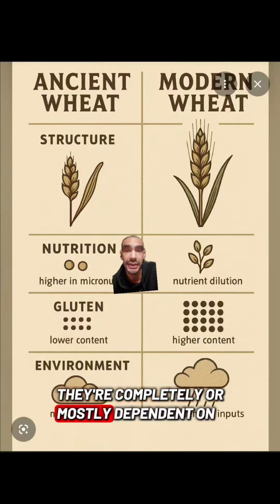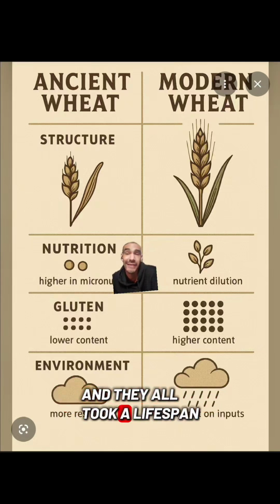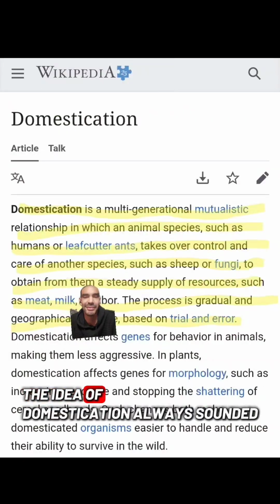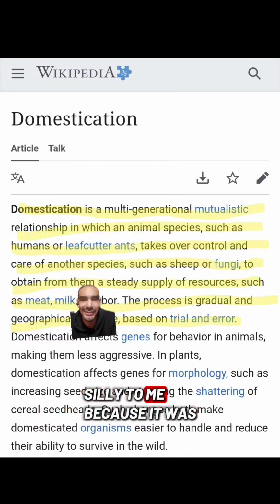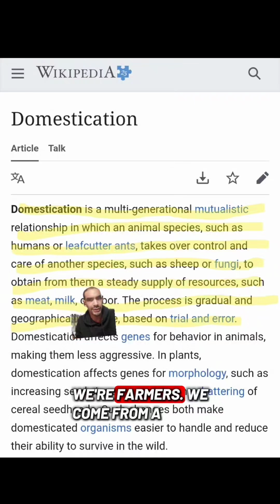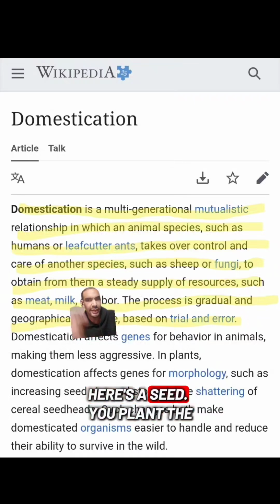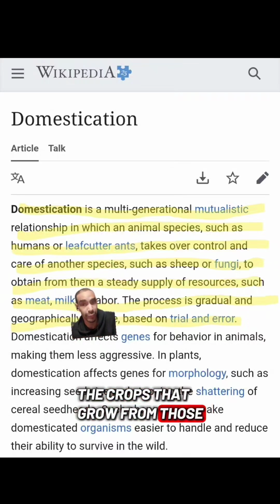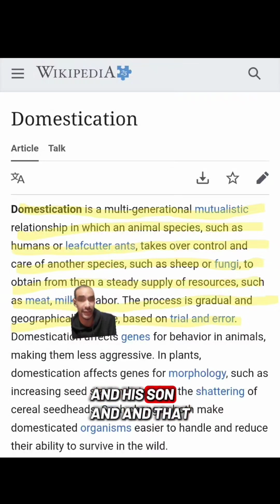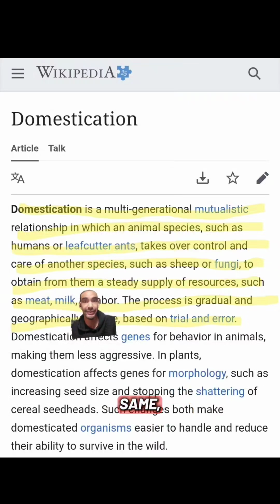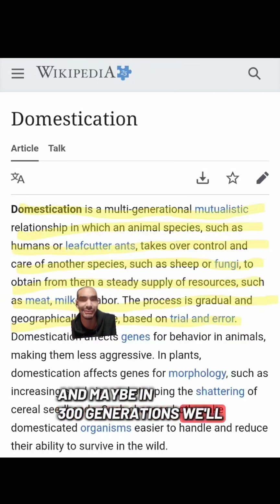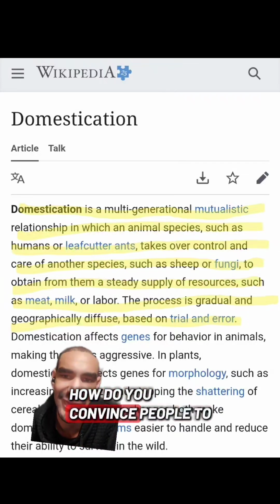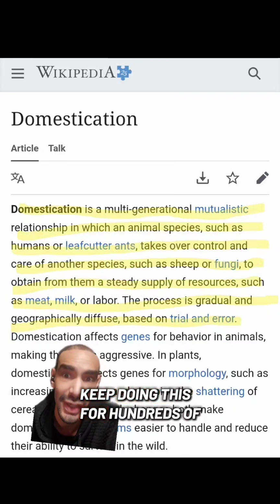They're completely or mostly dependent on human intervention, and they all took a lifespan cut, going from multi-year crops to seasonal crops. The idea of domestication always sounded silly to me because it was like, oh, son, we're farmers. We come from a long line of farmers. Here's a seed. You plant the seed and grow the biggest seeds and only the biggest seeds from the crops that grow from those previous seeds. And then you tell your son and his son and that son after him to do the same. And maybe in 300 generations, we'll have something to eat. It never made sense to me. Honestly, how do you convince people to keep doing this for hundreds of years?